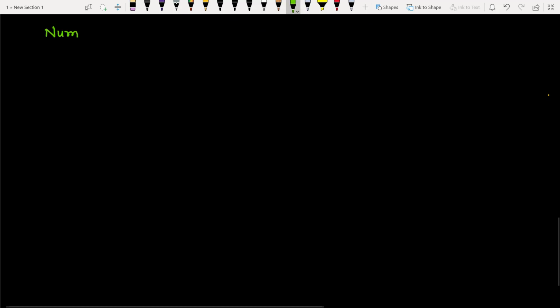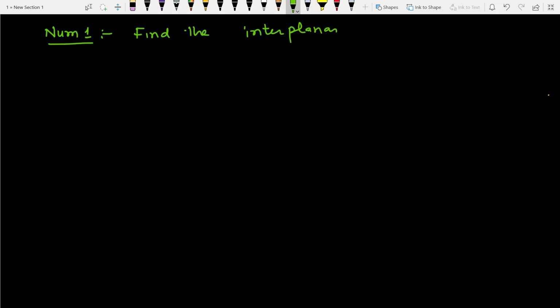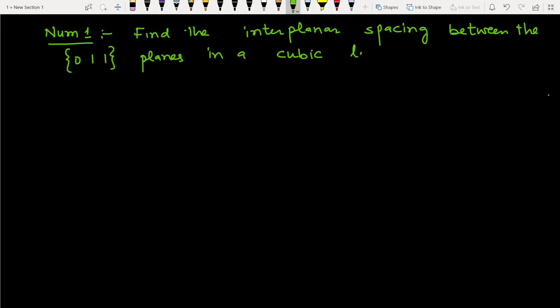First numerical is: find the interplanar spacing between the 0, 1, 1 planes in a cubic lattice with lattice constant A.